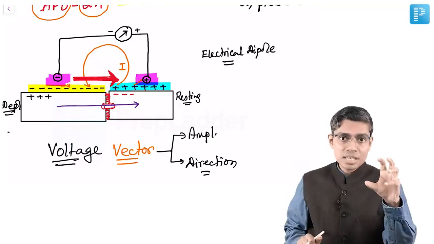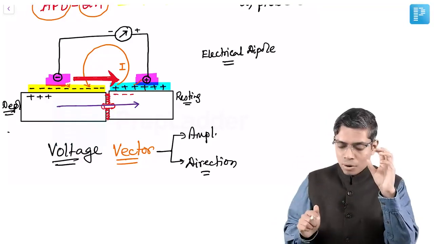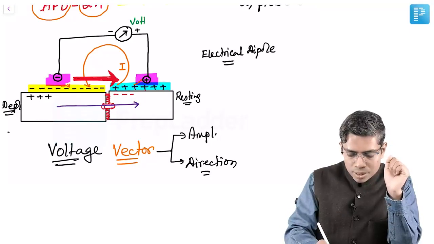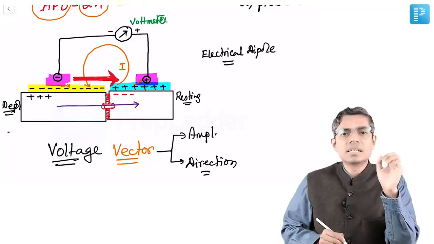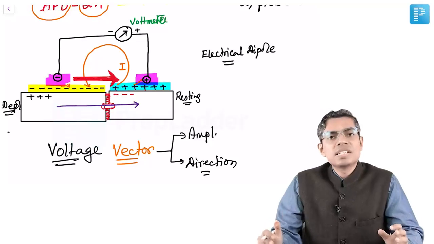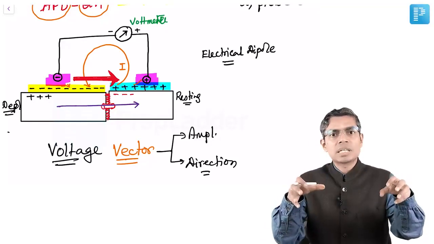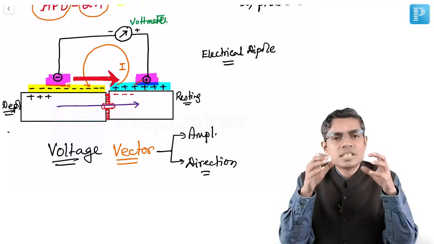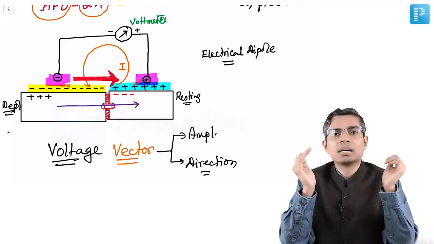ECG machines consist of a very sensitive voltmeter inside. And what is the voltmeter going to record? It is going to record the potential difference, the voltage vector which is generated on the surface of the heart.